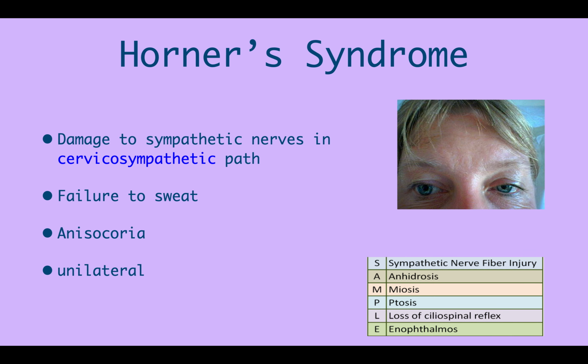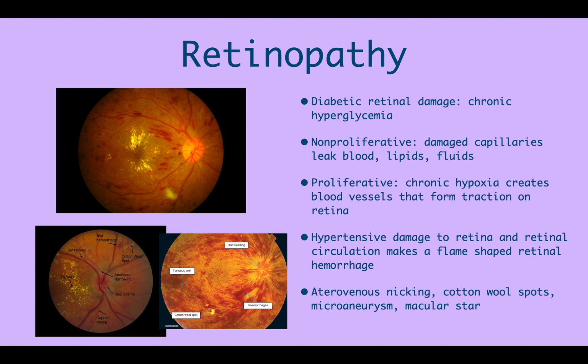Horner syndrome, once again, I feel like we cover this all the time, is going to be damage to the sympathetic nerves and the cervical sympathetic pathway. So the mnemonic is SAMPLE: sympathetic nerve fiber injury, anhidrosis, so failure to sweat, miosis, constantly constricted pupil, ptosis, loss of the ciliospinal reflex, and enophthalmos. And it's usually unilateral.